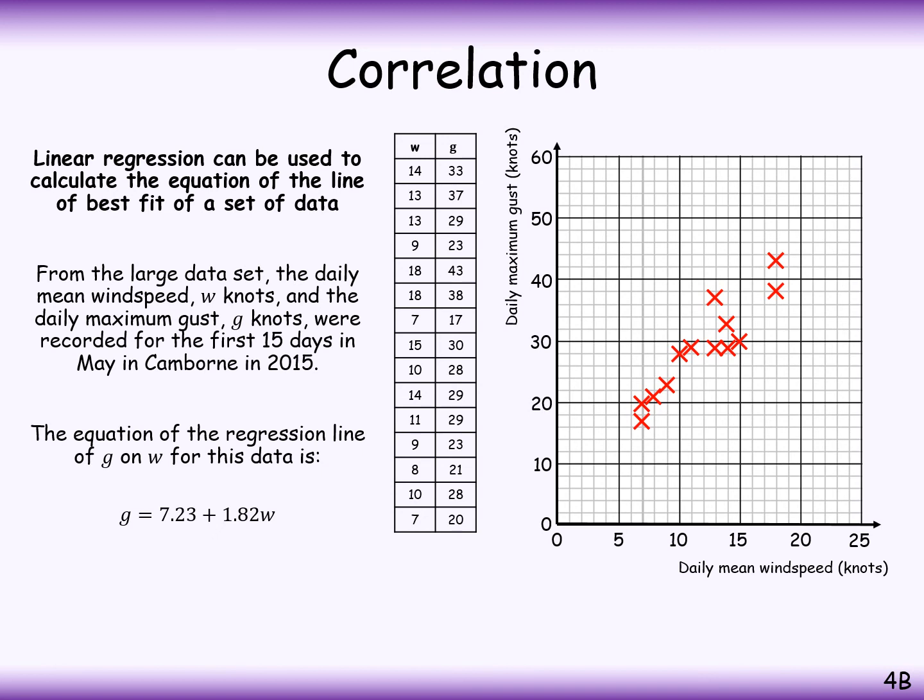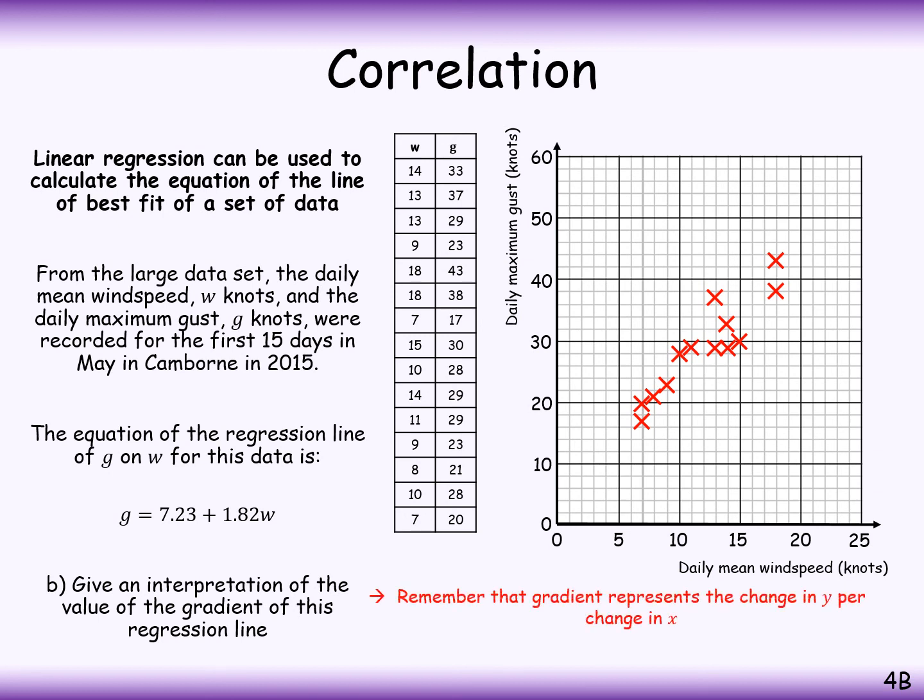So we're given the equation of the regression line, G equals 7.23 plus 1.82W. And here we're asked to interpret the value of the gradient of this regression line. So remember guys, gradient is for every 1 unit you're going across, how much you're going vertically. This is very important. We need to understand about per unit.